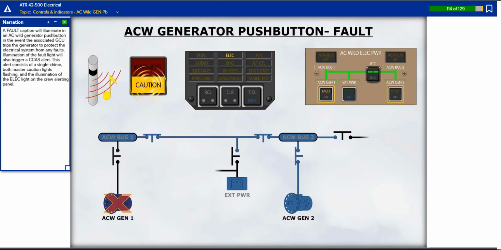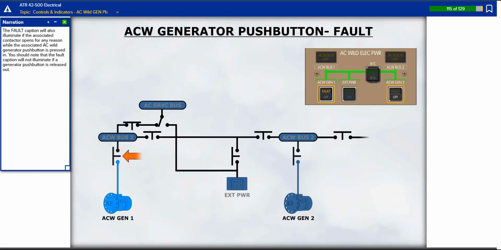A fault caption will illuminate in an AC Wild generator push button in the event the associated GCU trips the generator to protect the electrical system from any faults. Illumination of the fault light will also trigger a CCAS alert. This alert consists of a single chime, both master caution lights flashing, and the illumination of the electric light on the crew alerting panel.